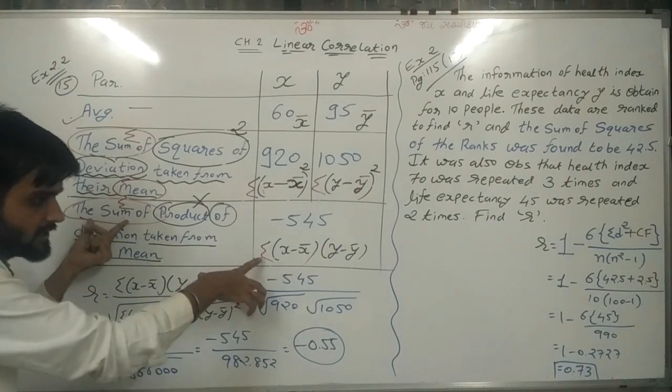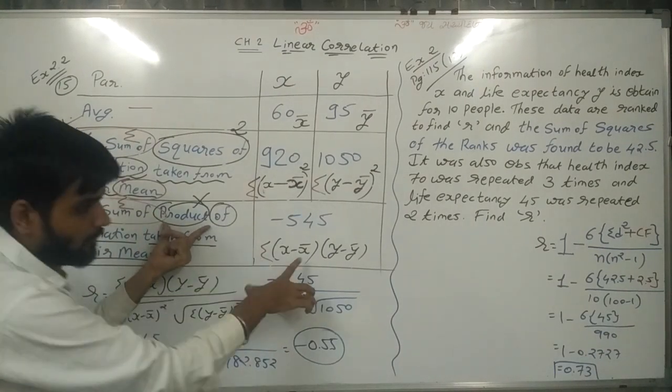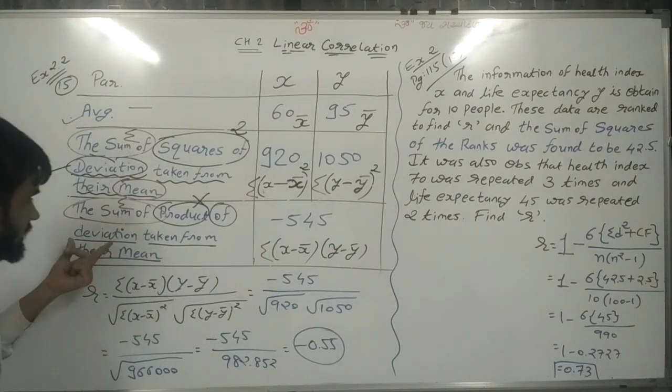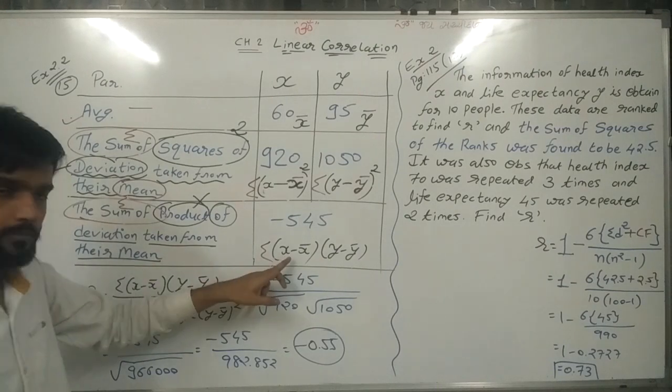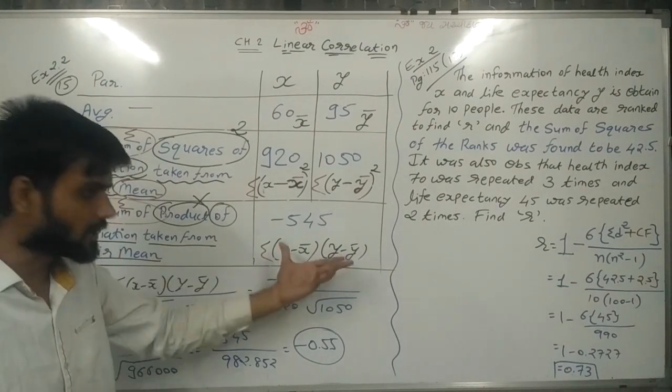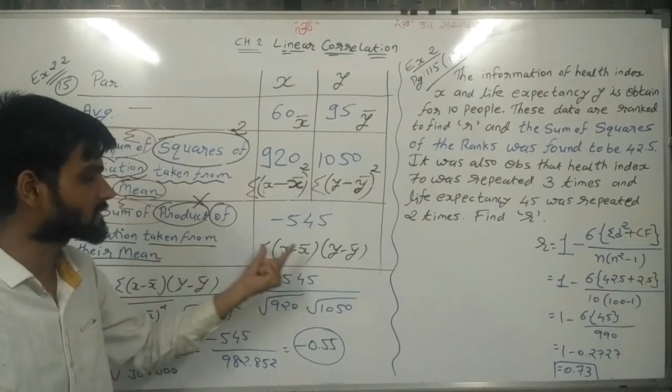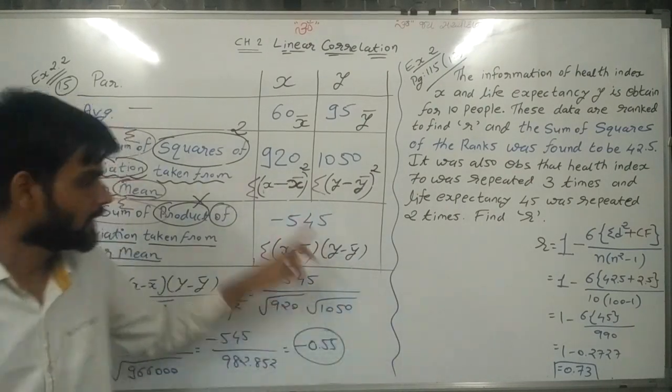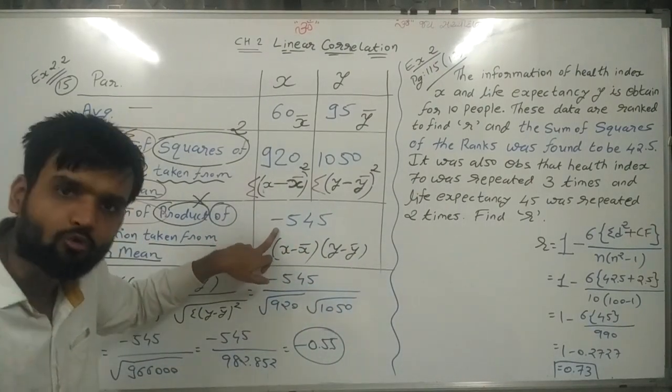Sum of sigma, product, multiplication. Deviation taken from their means x minus x bar, y minus y bar, their multiplication, their sum, sigma x minus x bar, y minus y bar is given. That is minus 545.